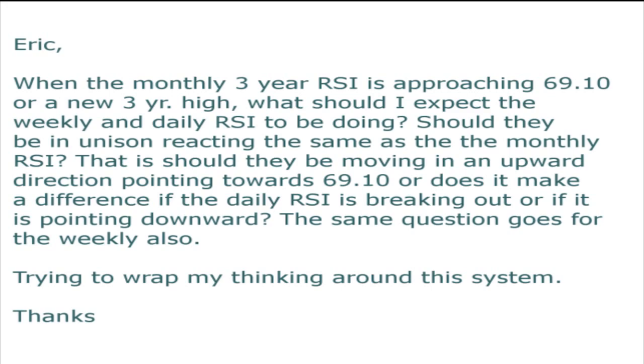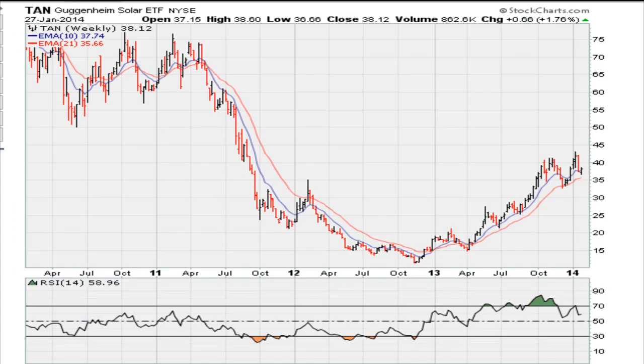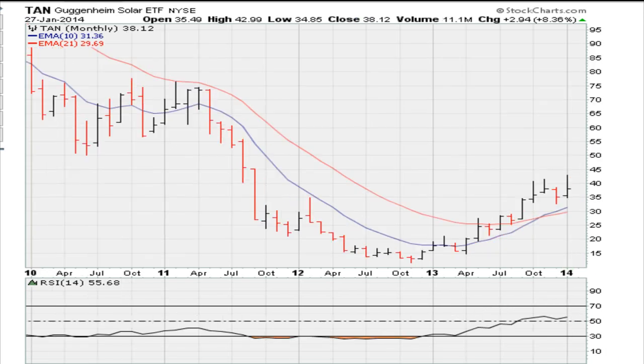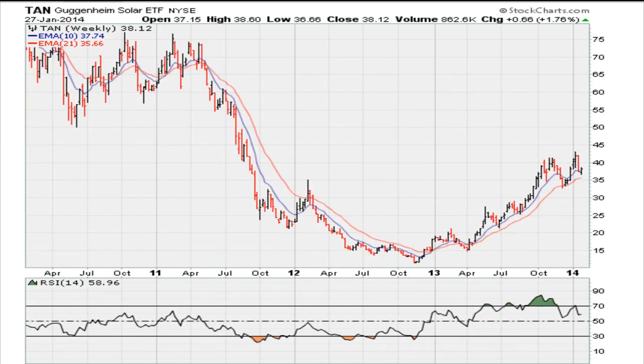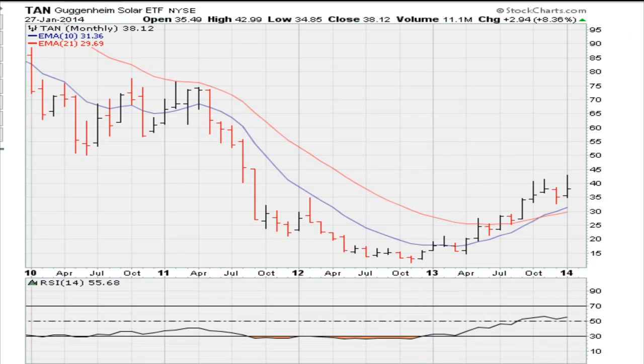So let's take a look at one of the best performing sectors in 2013, which was solar. Now this is a monthly chart for the solar ETF, and actually this is weekly. Let me go back to the monthly. So this is the current monthly chart for, let me change this from weekly to monthly here, sorry. So this is a monthly chart for the solar ETF, TAN, going back 4 years.